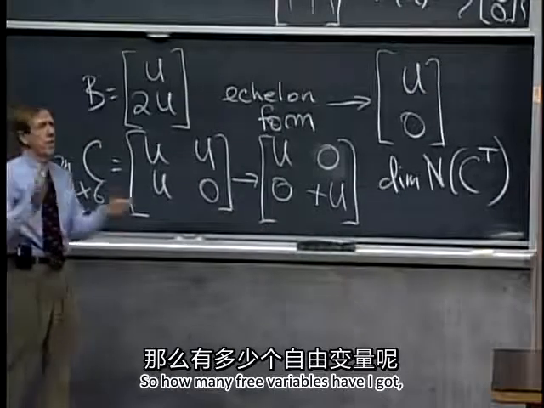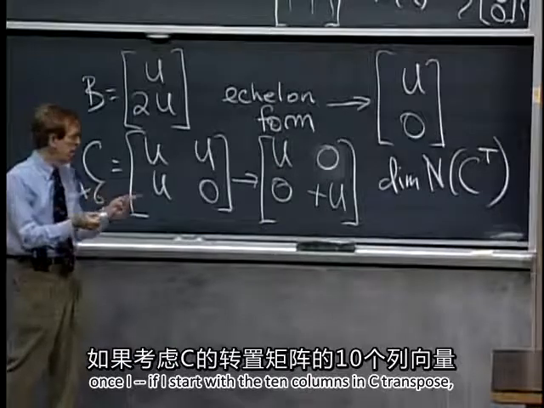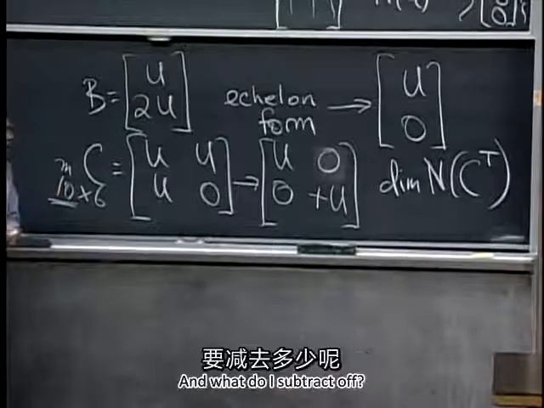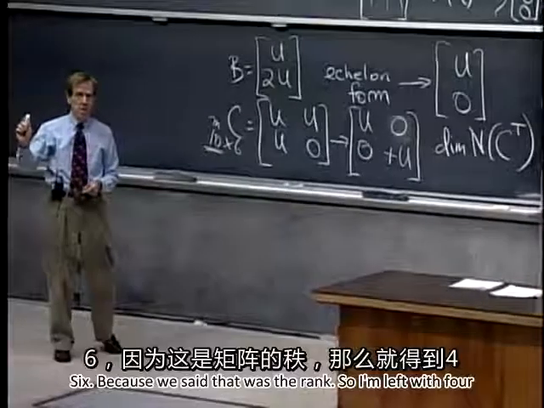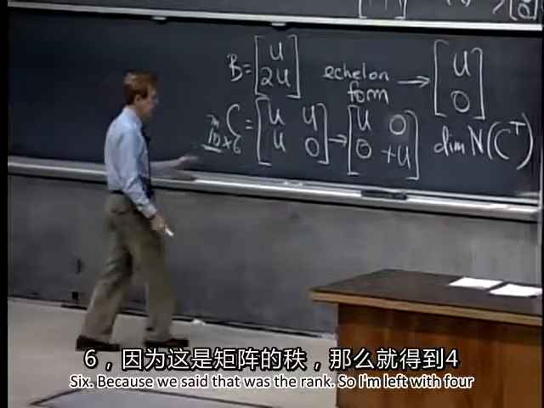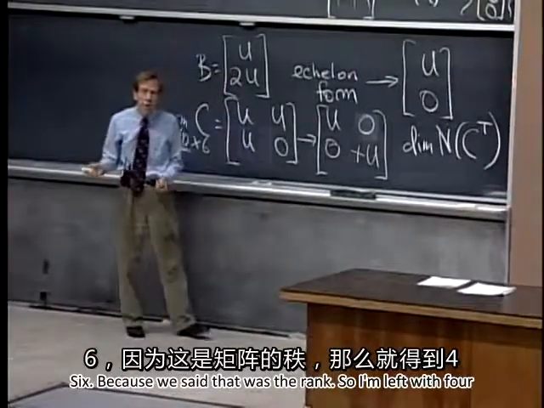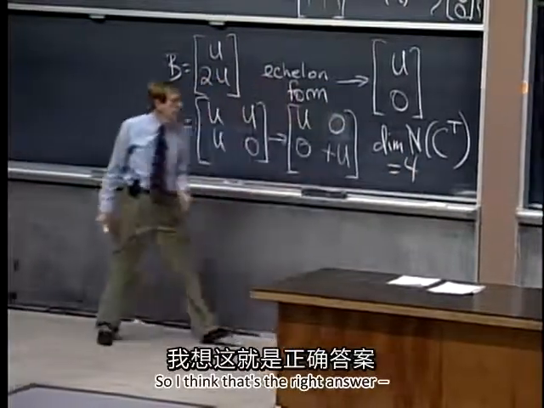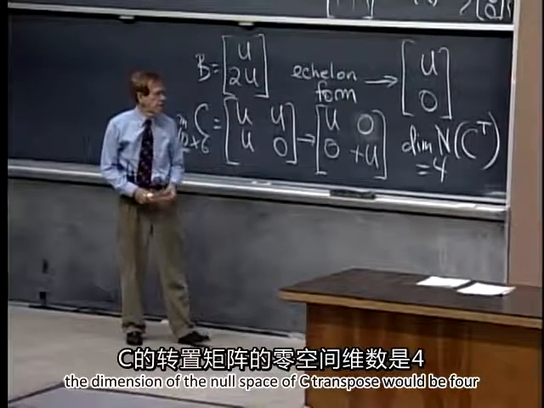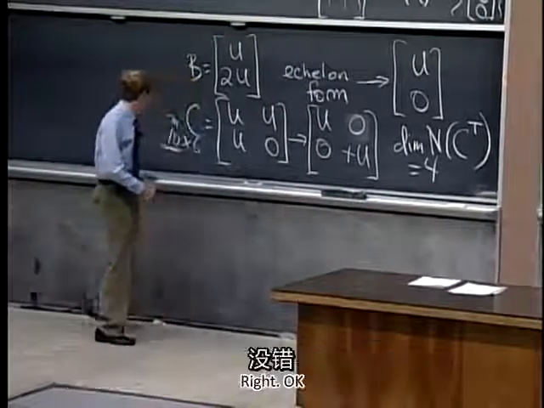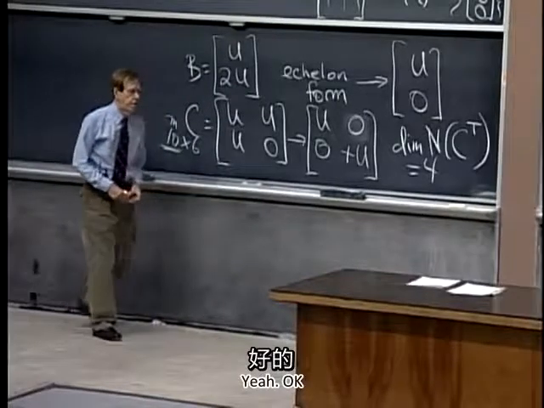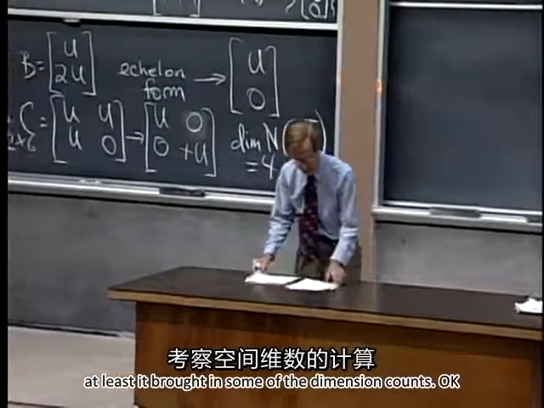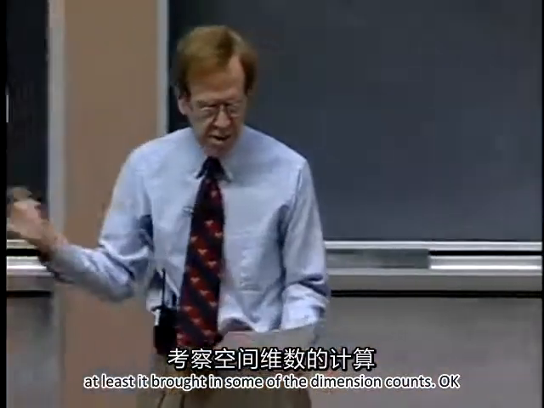So how many free variables have I got? Once I start with the 10 columns in C transpose, that's the M for the original C. And what do I subtract off? 6, because we said that was the rank. So I'm left with 4. Okay, so I think that's the right answer. The dimension of the null space of C transpose would be 4. Right. Okay. So that's one question. At least it brought in some of the dimension counts.